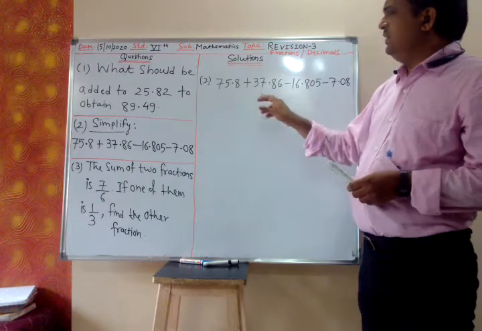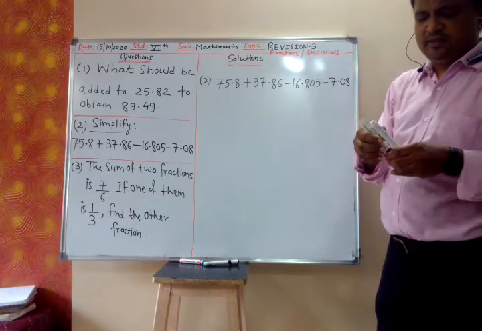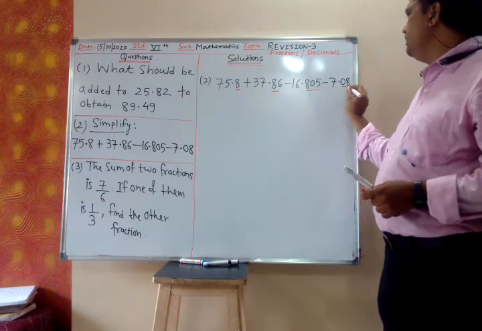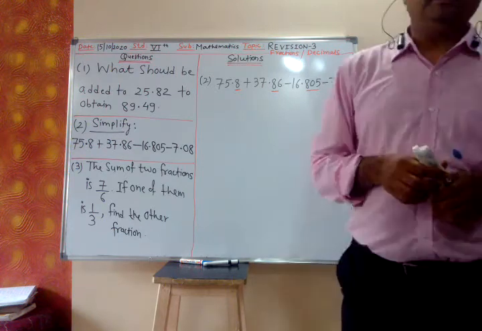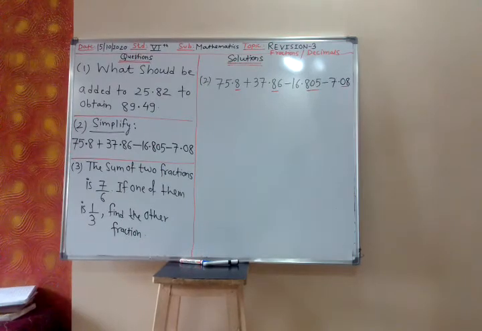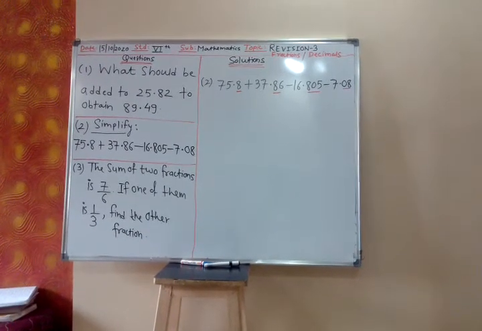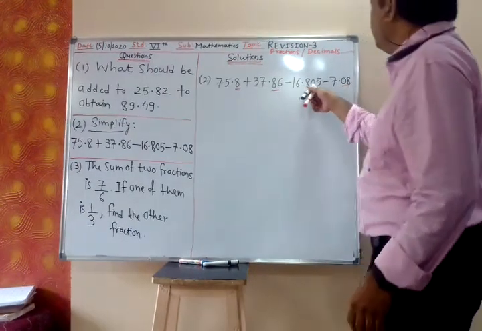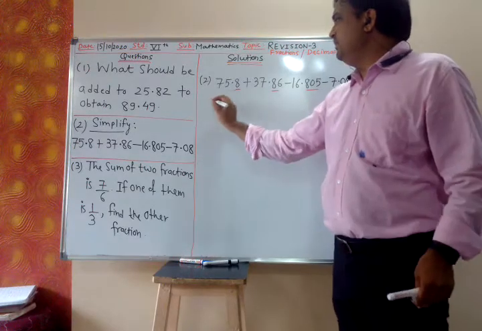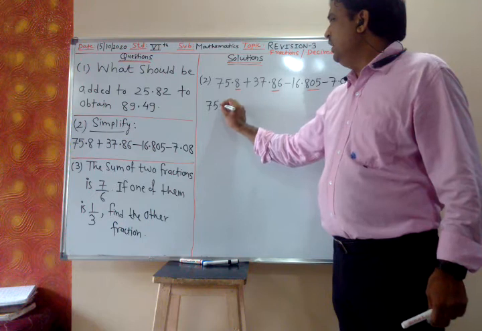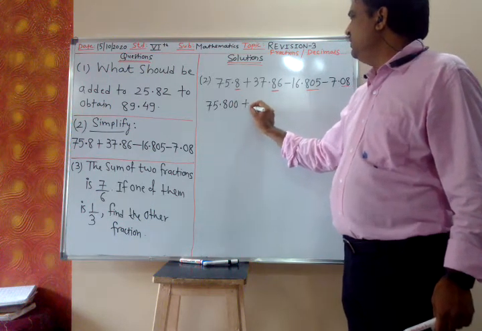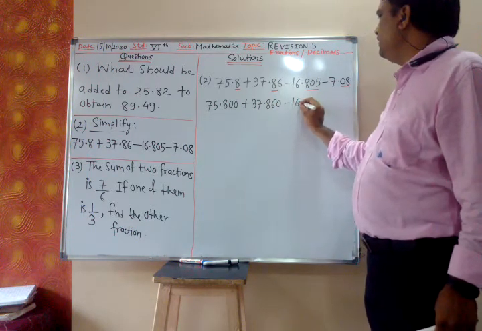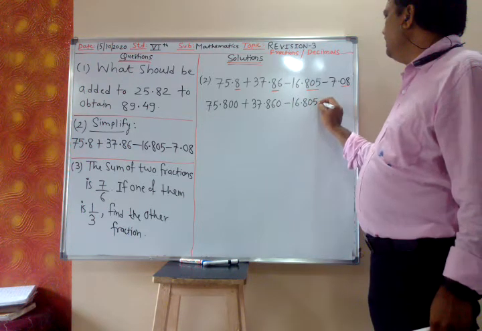Now these are decimals. First you have to convert them into like decimals. After point it is 1 digit, after point 2 digits, after point 3 digits, after point 2 digits. So we have to convert them into like decimals. Maximum number of digits are 3. So 75.800 plus 37.860 minus 16.805 minus 7.080.